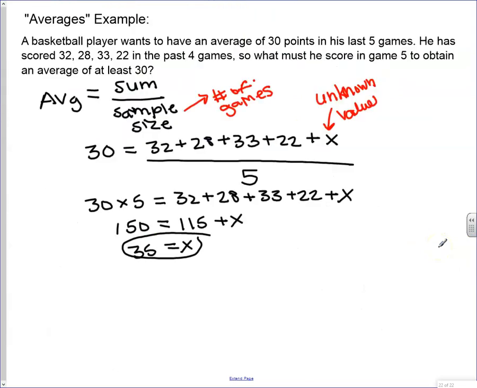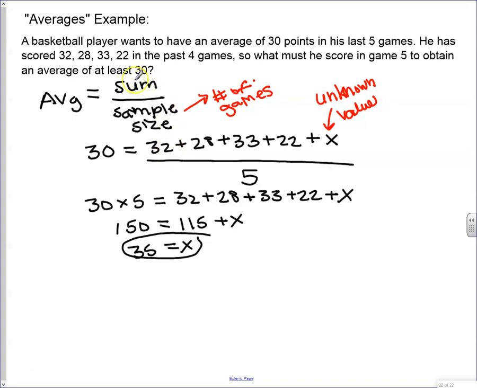All right, and then our last example here is looking at averages. For an average, we have to know that an average is equal to the sum of all the values divided by the sample size, or divided by your total number of data points. So it says a basketball player wants to have an average of 30 points in his last 5 games. He has scored 32, 28, 33, and 22 in the past 4 games. So what does he need in game 5 to get an average of 30?